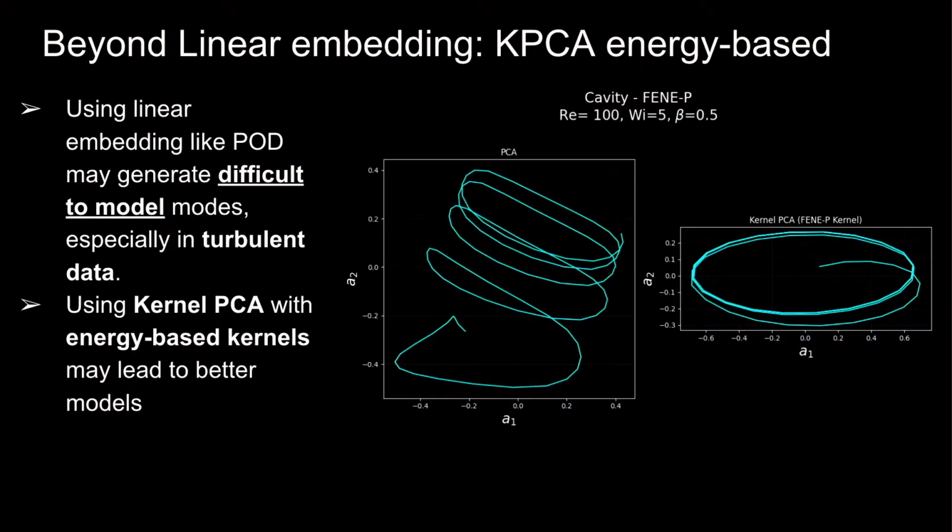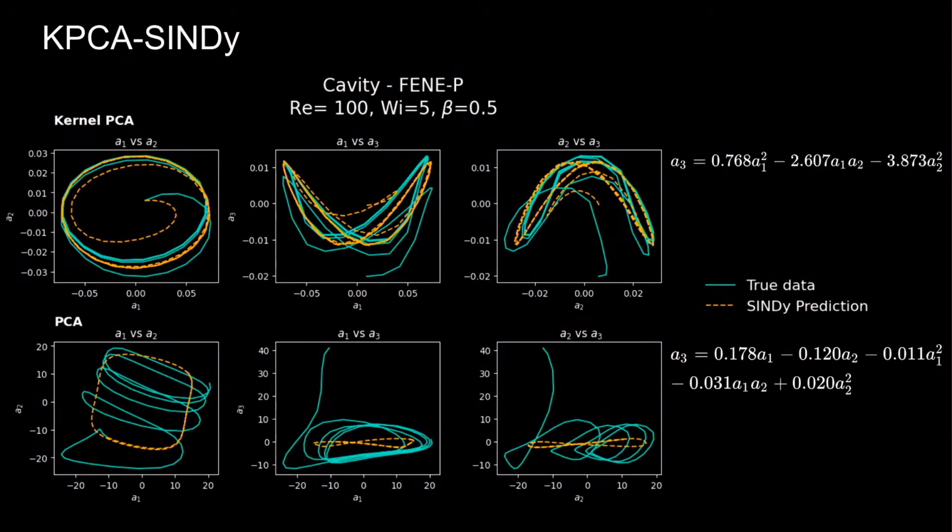Using the kernel PCA based on the energy, you can capture this representation. And of course, this is simpler to identify than this type of behavior. This is the motivation to include more investigation in terms of the kernel PCA energy-based strategy. Using the FENE-P, and we included different parameters, but in this case, just to have a basic idea about the difference, we have the kernel PCA for the first modes. This is on the top line.